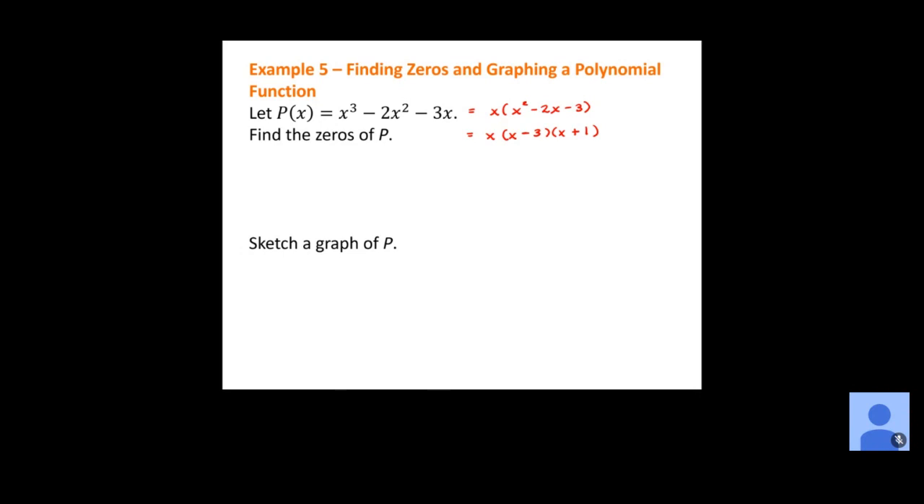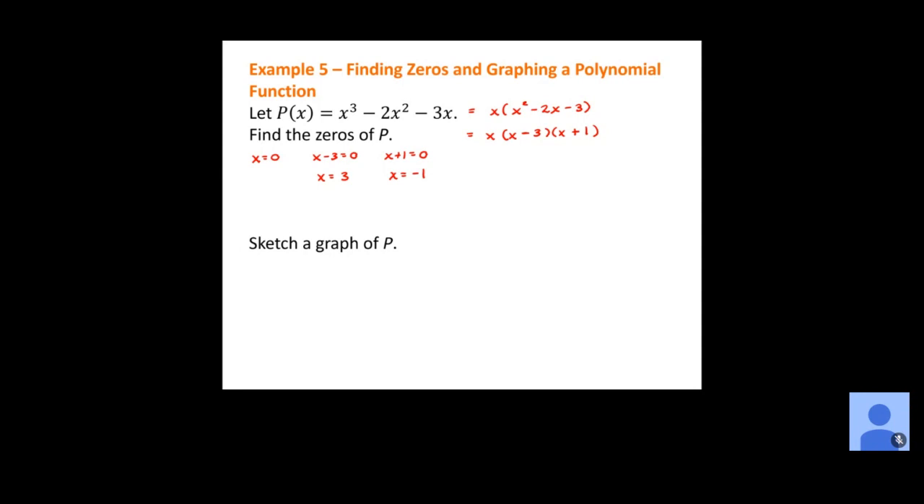Now that we have the factored form, we're going to do it the same way we did the last one. We're going to set each one of those factors equal to 0. We'll have x equals 0, x minus 3 equals 0, and x plus 1 equals 0. Now our x equals 0 is already solved, nothing to do there. The next one we can add the 3, so we'll get x equals positive 3. And finally, x equals negative 1.